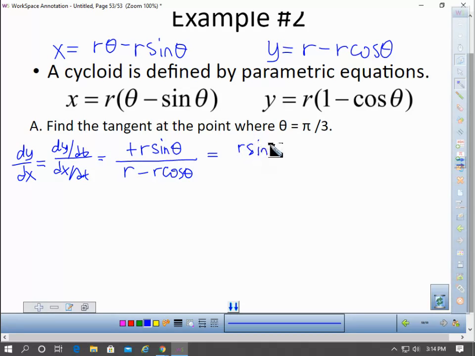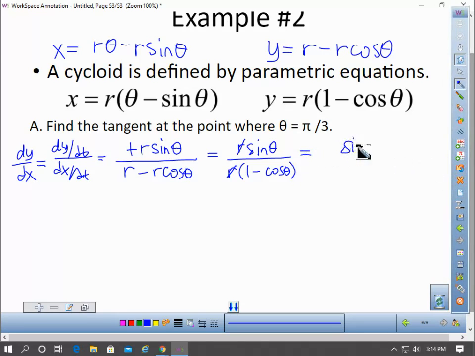This is r sine theta. If we factor out an r out of this bottom one, we're going to have 1 minus cosine. So the r's can cancel. So the actual derivative is just sine theta divided by 1 minus cosine theta. So there's our derivative. All right.